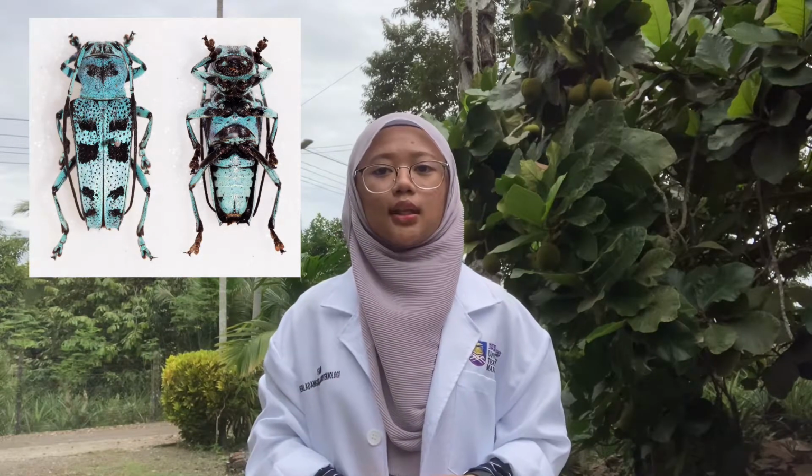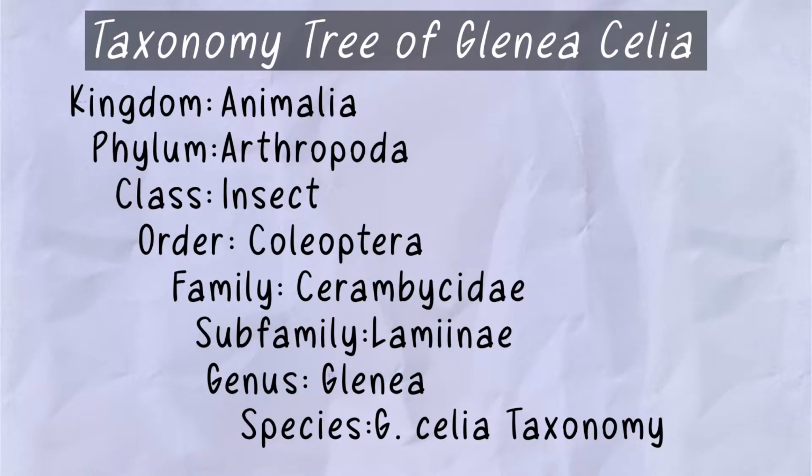So, what is the taxonomy of this beetle? What about its symptoms and detection? There are two common symptoms we can find on cocoa trees.